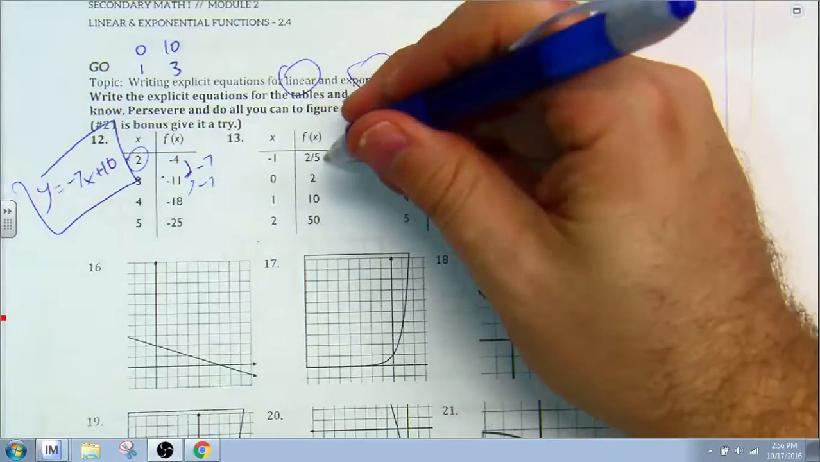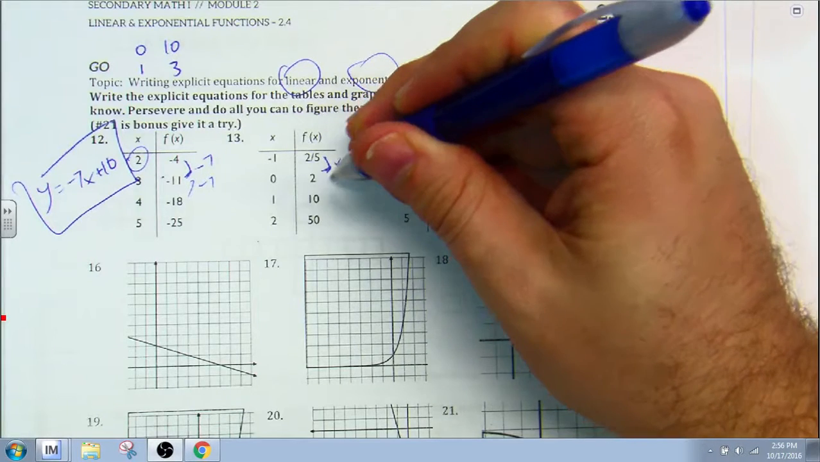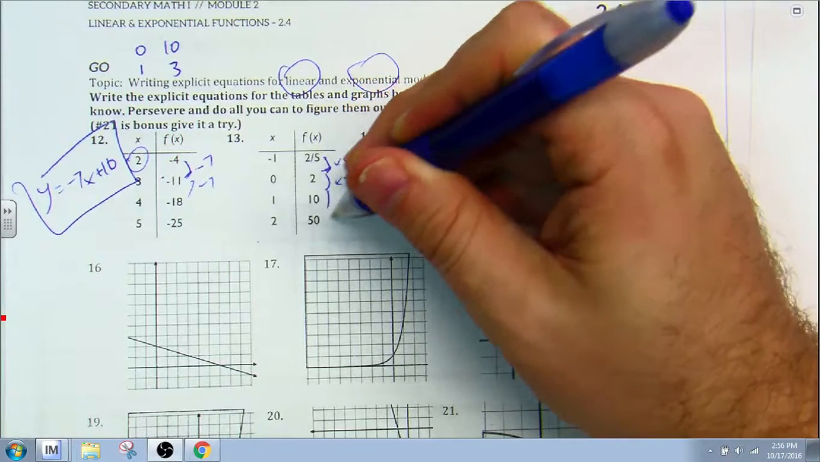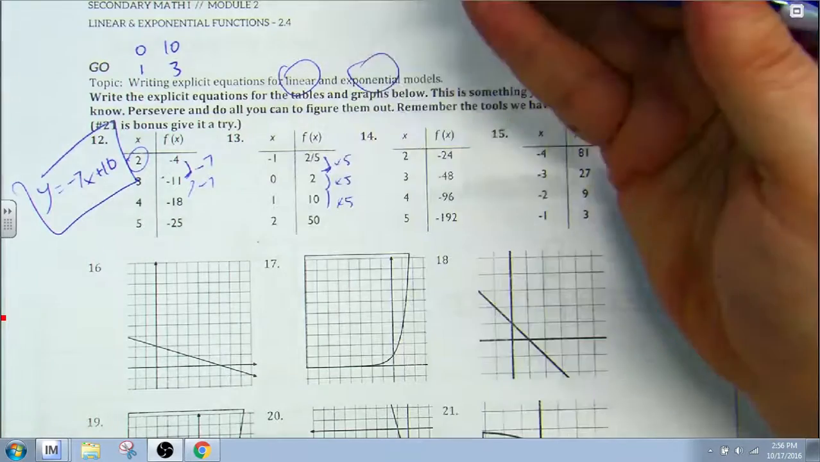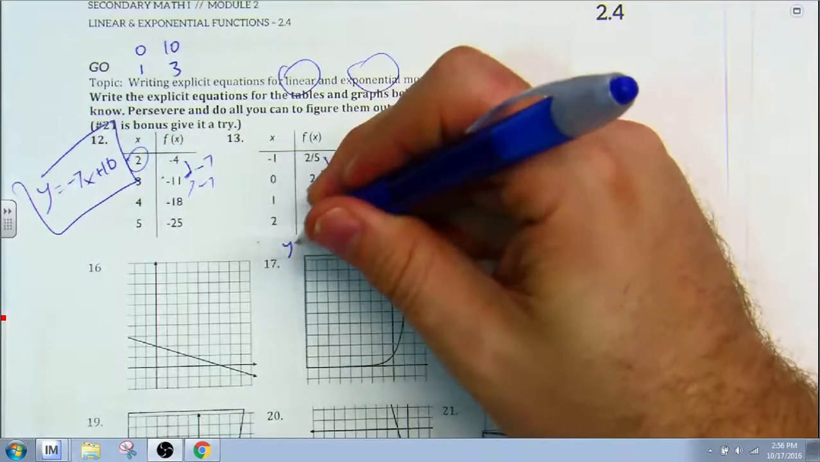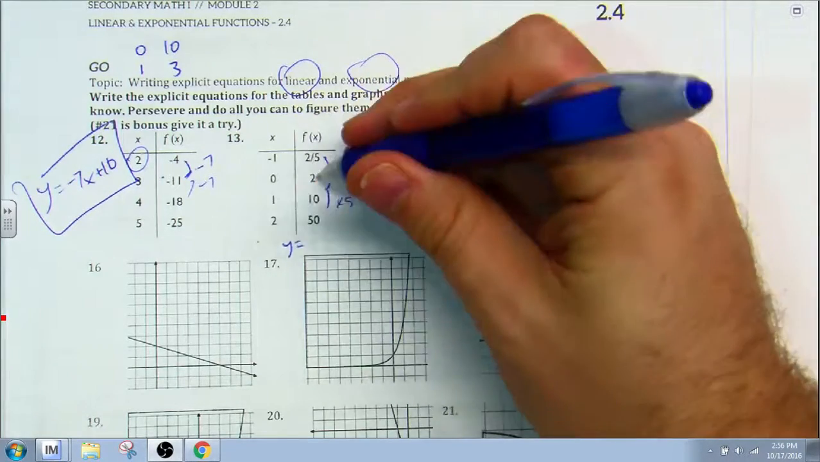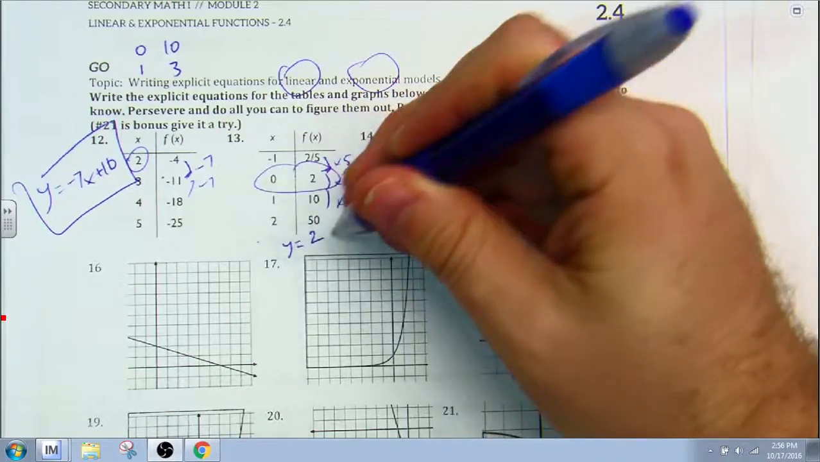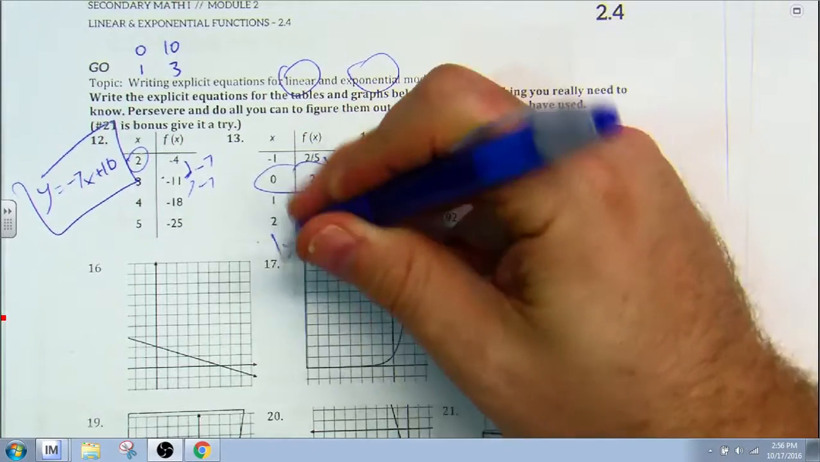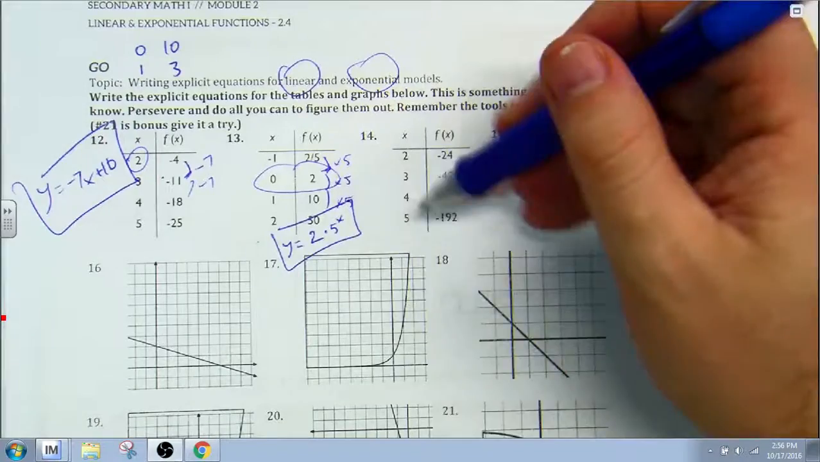Here, I see that from each step, I'm multiplying by 5, multiplying by 5, multiplying by 5. So I can write an equation. I know that y is going to equal my 0th term, which was 2, times my rate, 5 to the x power. And there we go. So that's what we're looking for here.